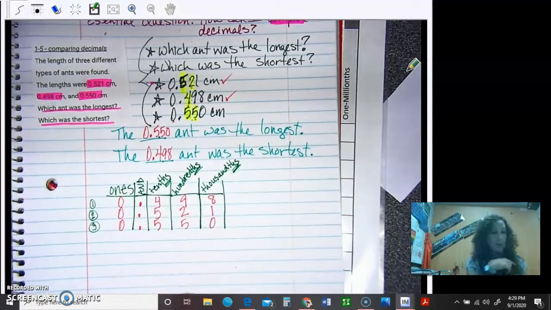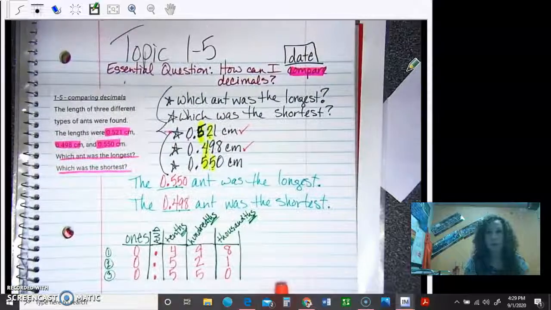So finish writing all of this, and then you're done with these notes.